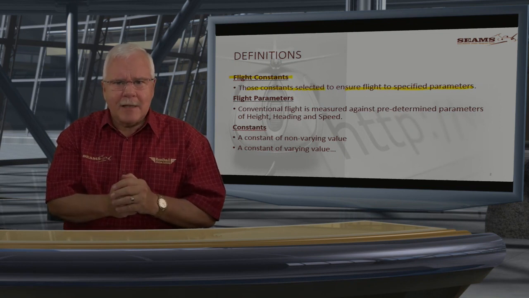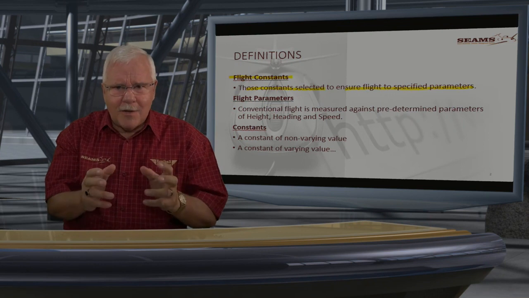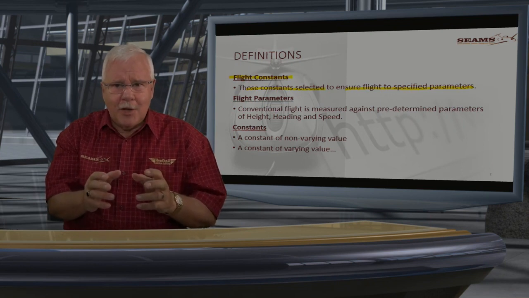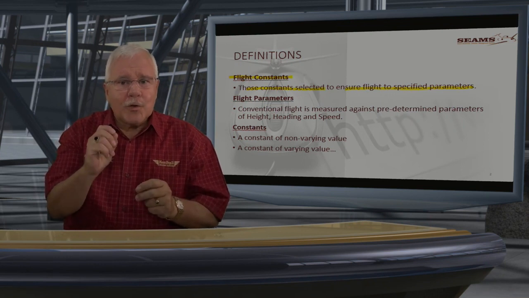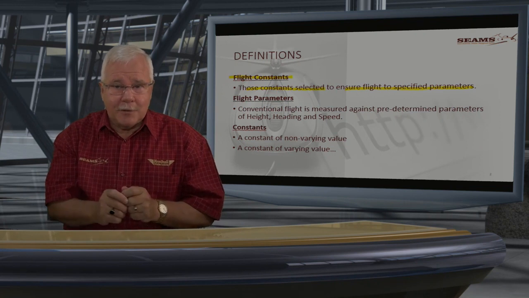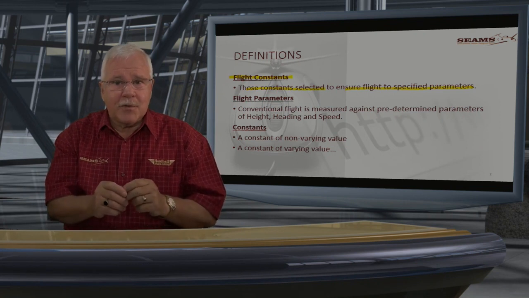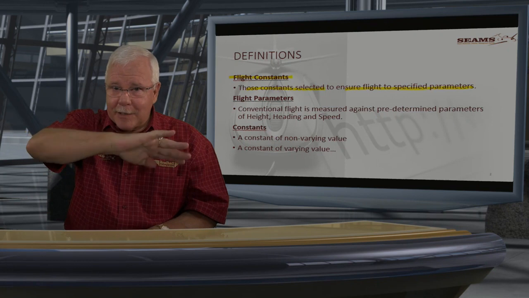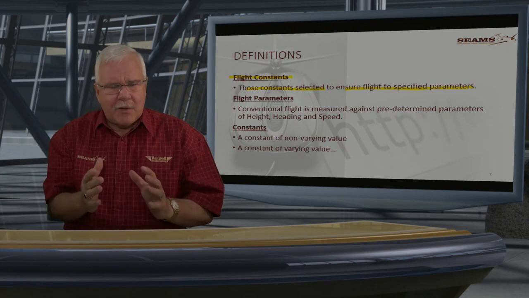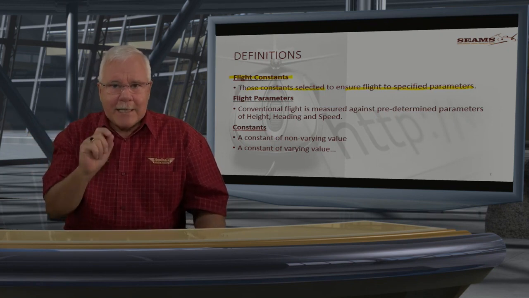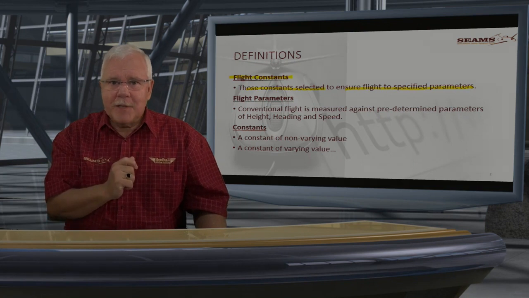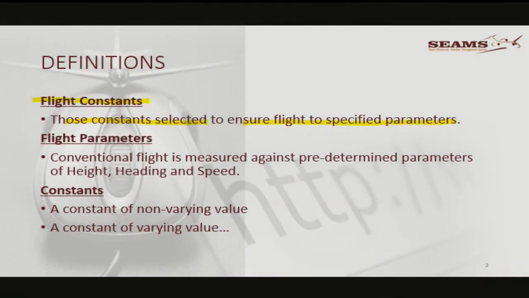And then heading. We're always asked to keep the heading a constant, or to change the heading as a constant. In other words, to use a constant bank. We don't fly around like that. So those are the basic constants that I'm talking about, and they determine the flight parameters that we want to be. Right, we'll get into that. Flight parameters: conventional flight is measured against predetermined parameters, height, heading, and speed.